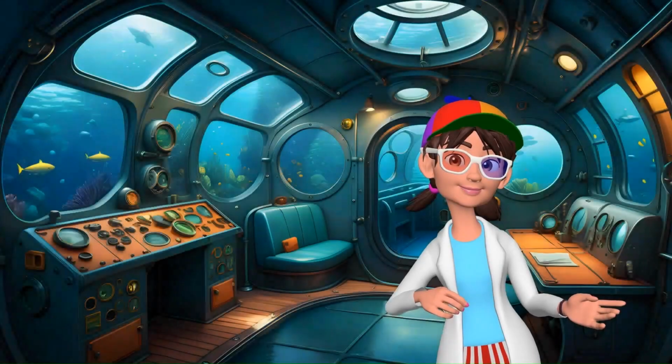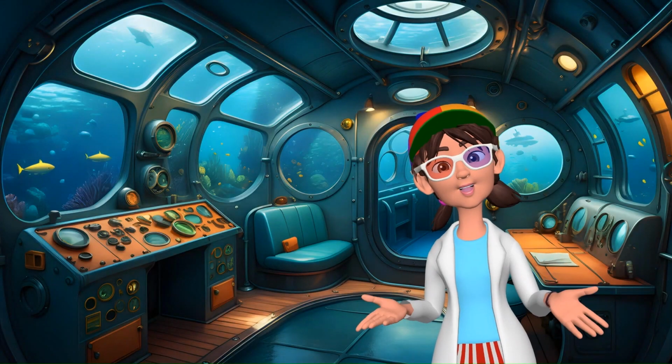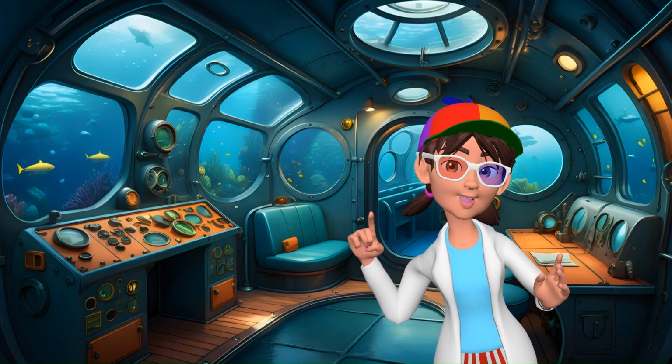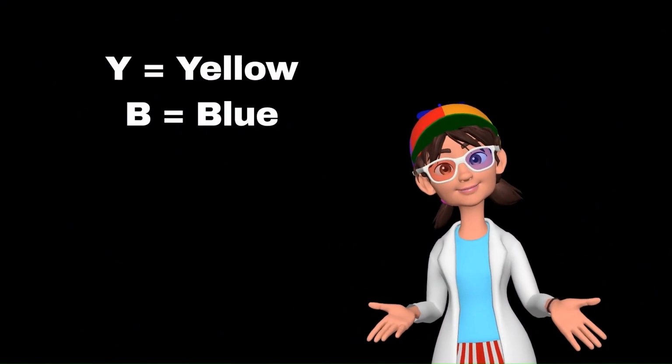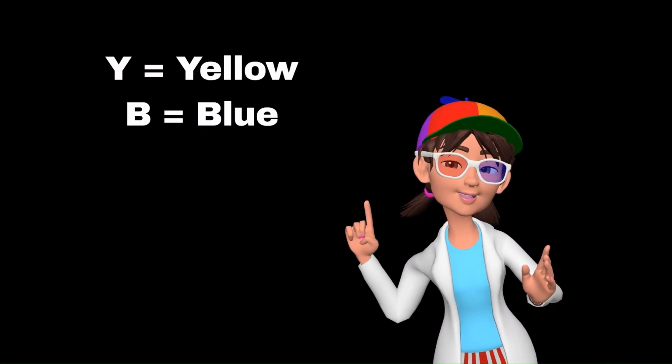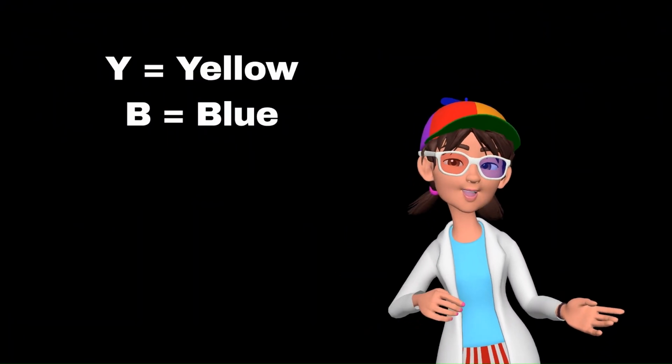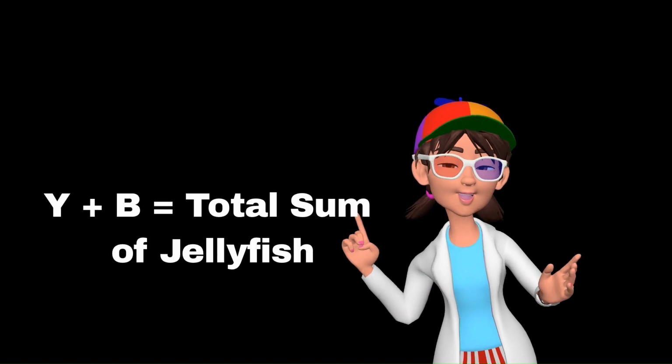For example, just say we were marine biologists in a submarine counting the wildlife. We could use y as our variable for yellow jellyfish and b as our variable for blue. We could say the sum of y plus b gives us the total number of jellyfish.